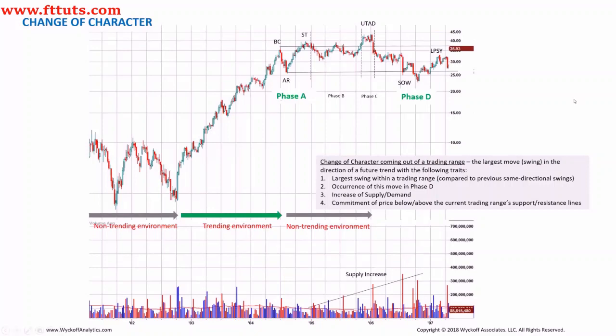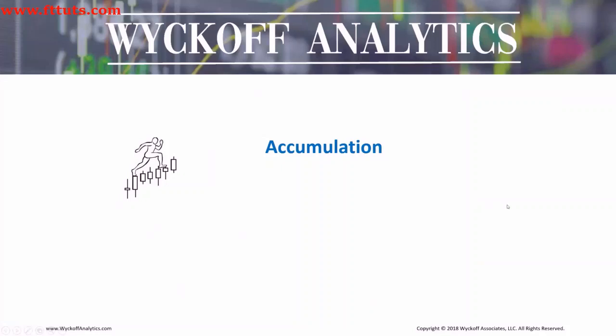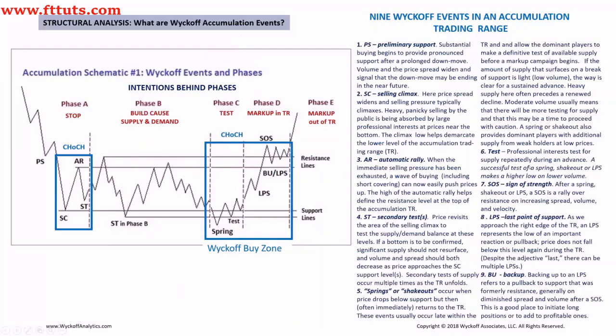Okay, all right. Let's talk about accumulation. So that's the next question for us, right? Because as we think about a change of character, which is basically, from, let's say, an accumulation, a downtrend changing into the non-trending environment, into the trading range.